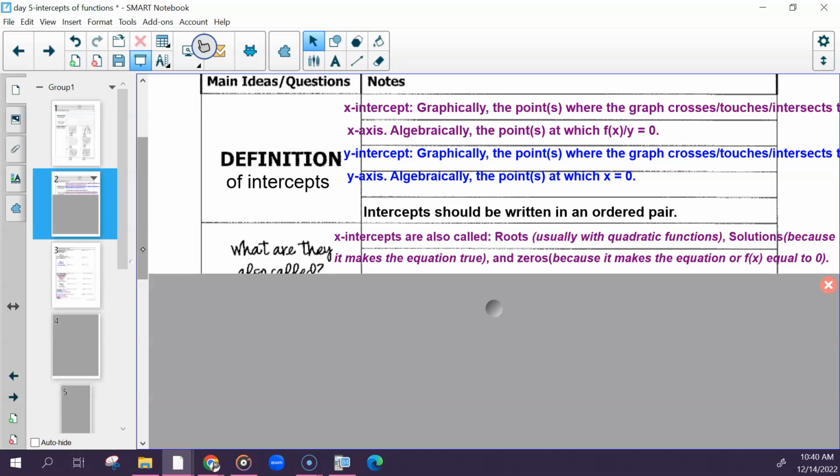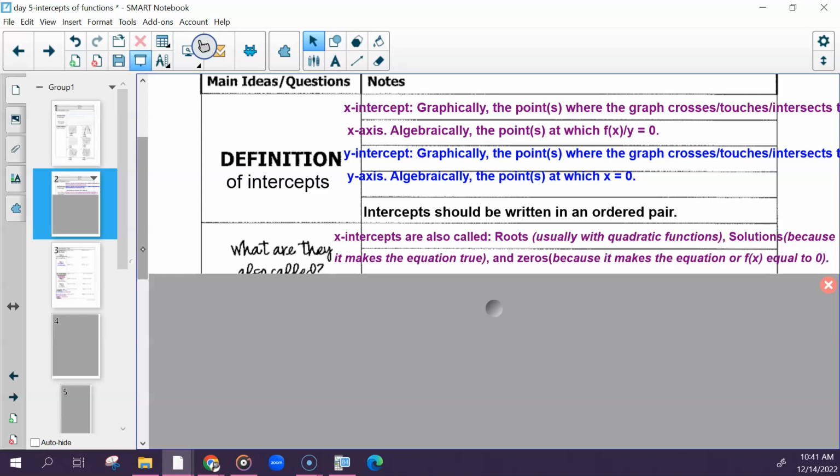So the definition for our intercepts, and you may know this already: for your x-intercept, graphically, it's the point or points where the graph crosses, touches, or intersects the x-axis. Algebraically, it's the point or points at which y or f of x is 0. So graphically, the graph has to cross, touch, or intersect the x-axis. Algebraically, y is 0.